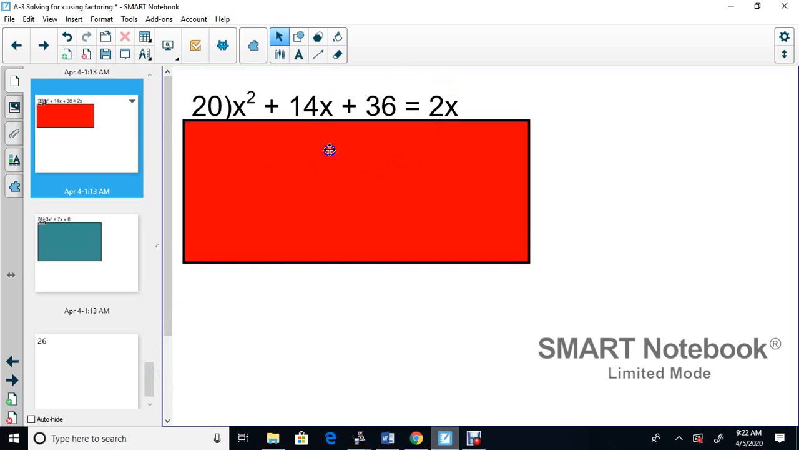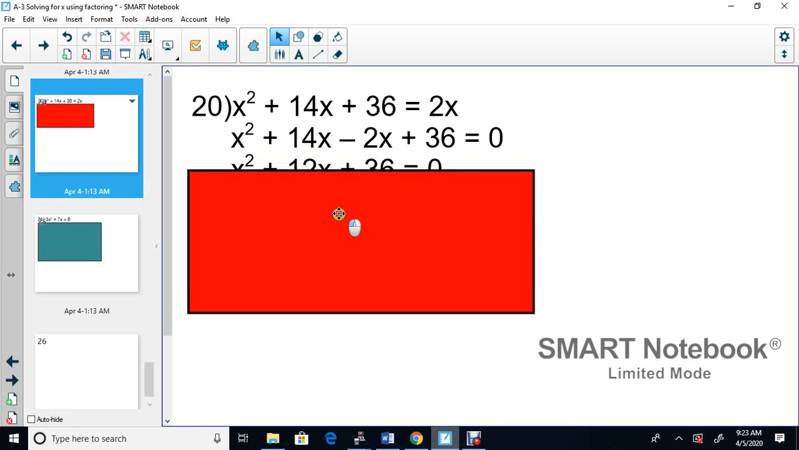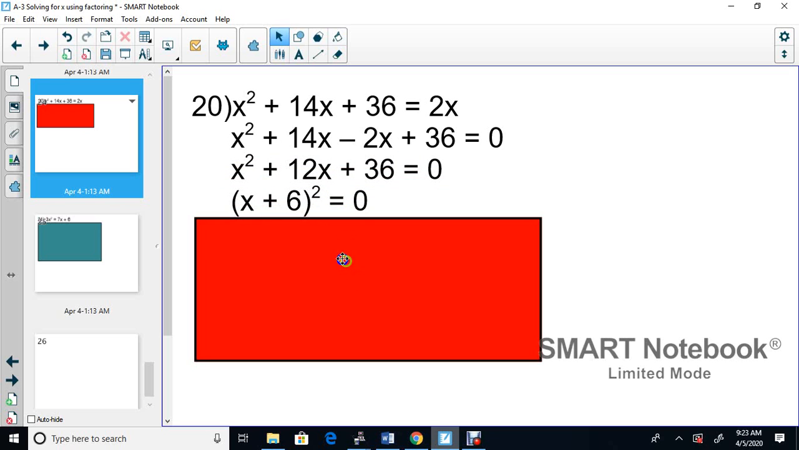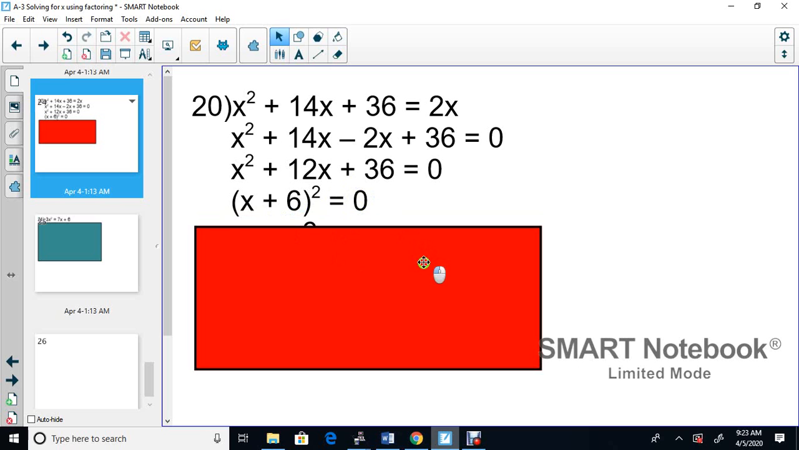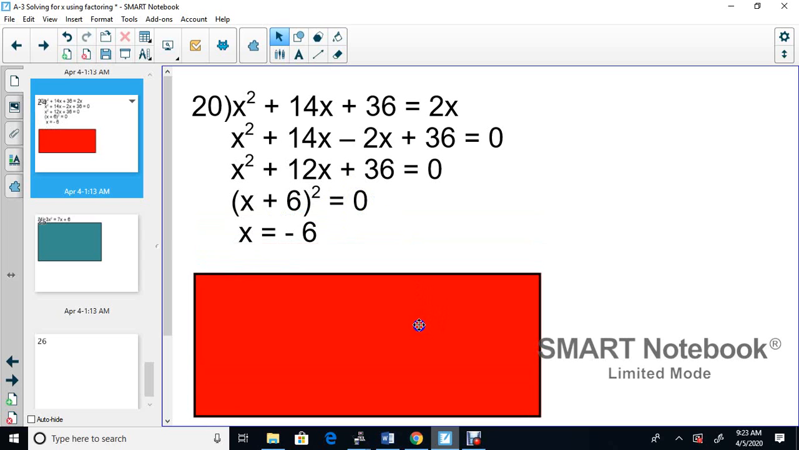Again, you bring the 2x over, and you get x squared plus 14x minus 2x plus 36. Then it becomes x squared plus 12x plus 36. Okay, that's a perfect square. So you can just jump to the answer here. X plus 6 squared equals 0. Rearrange it, and you get one answer, which is x equals negative 6.